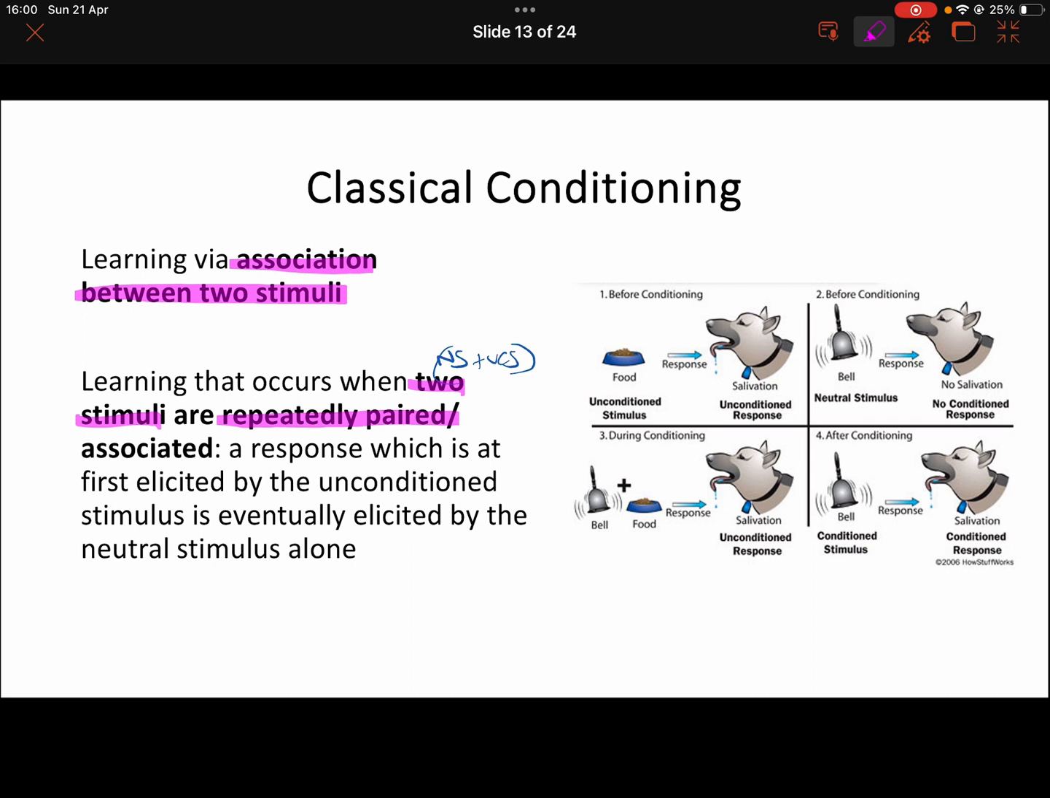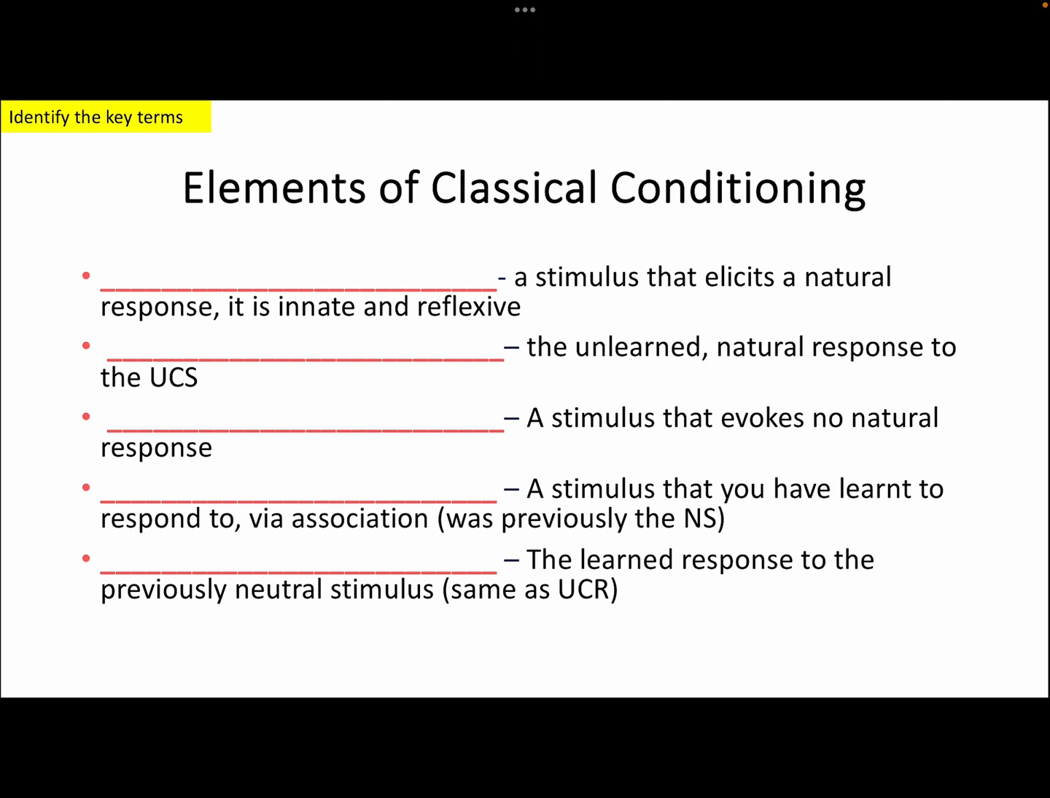And the result is that a response, which is first elicited by the unconditioned stimulus, is eventually elicited by the neutral stimulus alone. So a response that was initially unlearned and occurred due to that unconditioned stimulus now occurs due to the conditioned stimulus. I'd like you to have a think about the different definitions of these different elements of classical conditioning and identify, based on the definition, that key term.